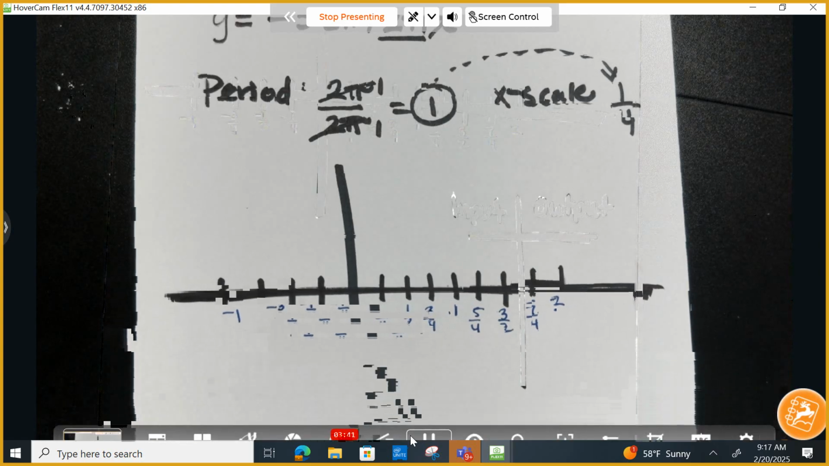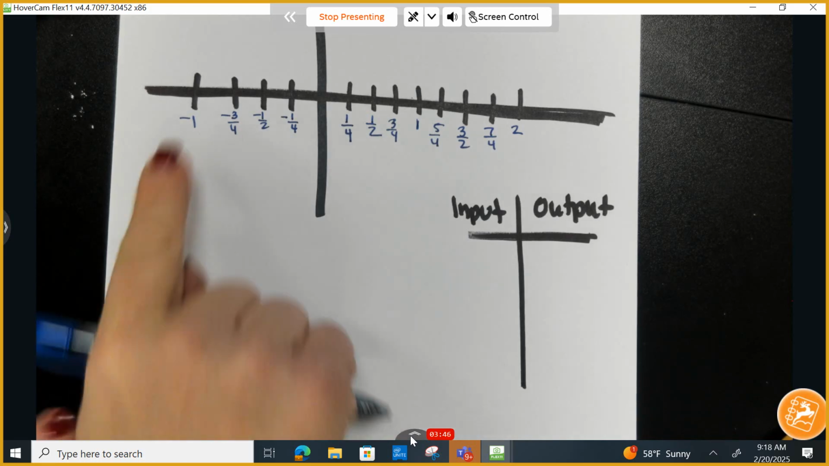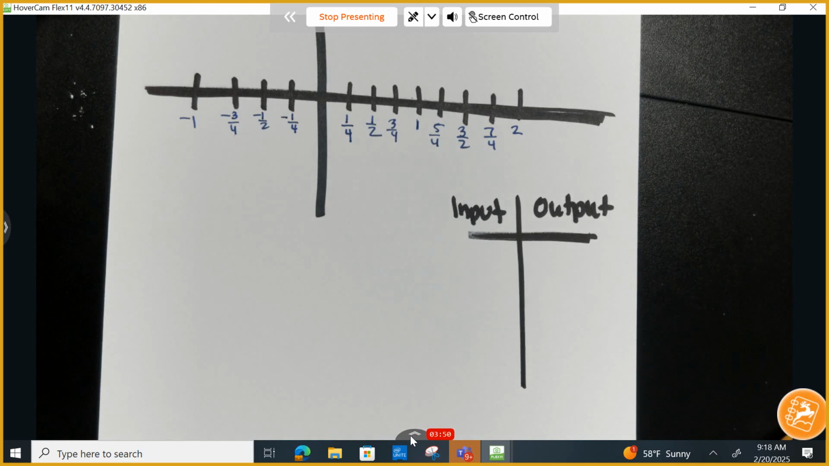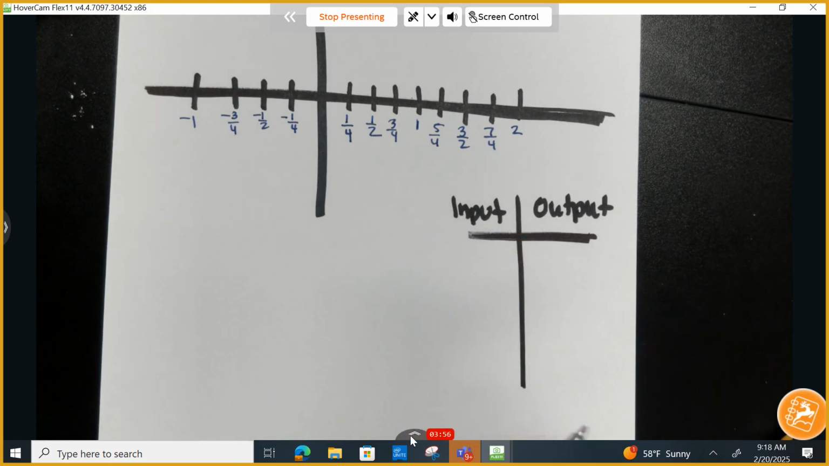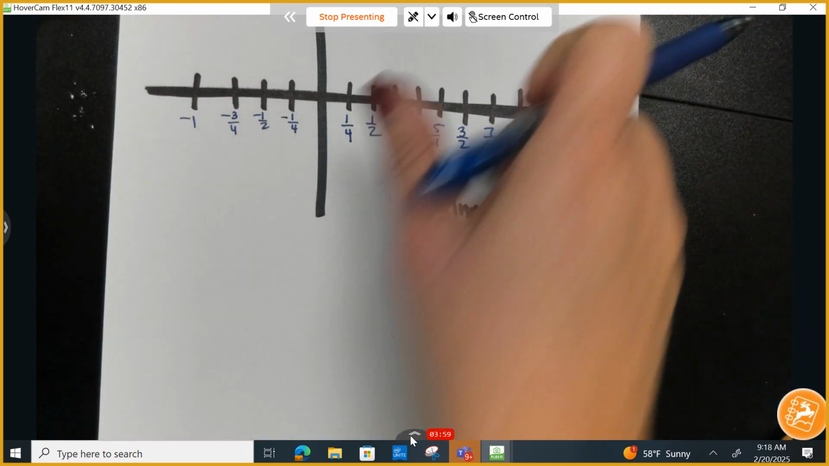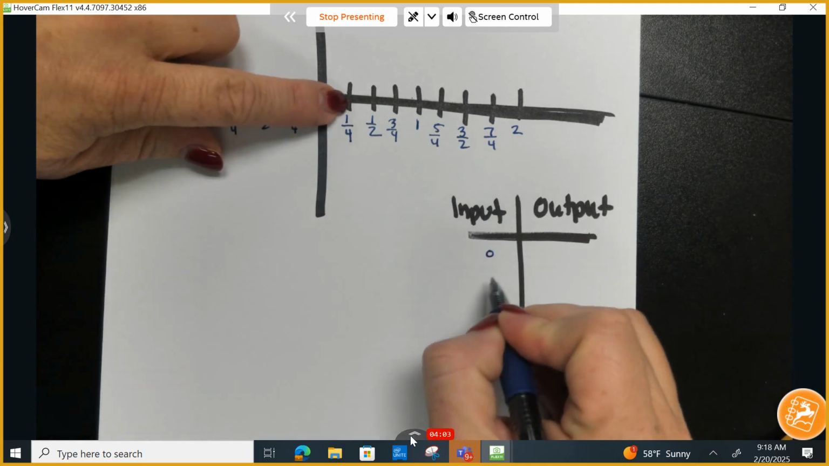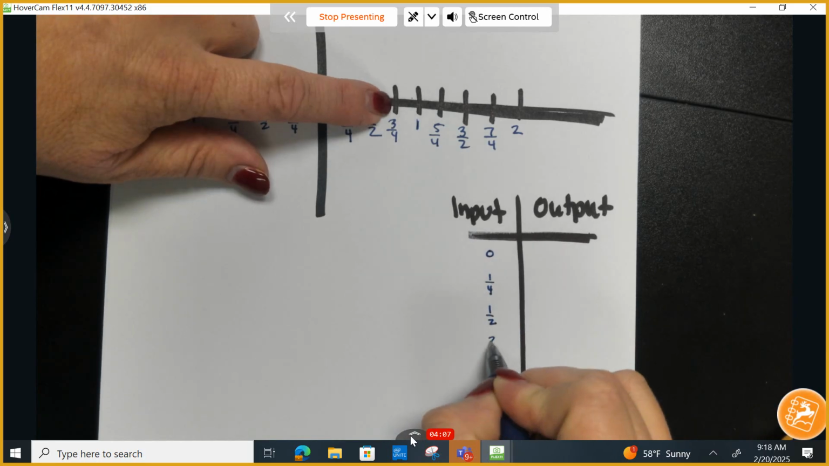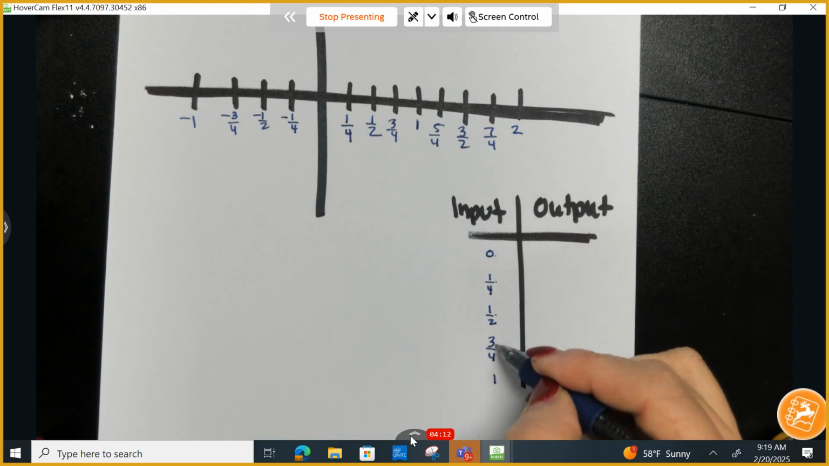So we are on right now to step 4. We found the period length, step 1. We found the x scale, step 2. I've identified these values using the x scale, step 3. Now step 4 is the output and input chart. Where do I choose what values go into the input? You are going to put down the steps 0 through 4. So step 0 is 0. Step 1 is 1/4. Step 2 is 1/2. Then it's 3/4. And step 4 is 1. Step 0, 1, 2, 3, and 4.